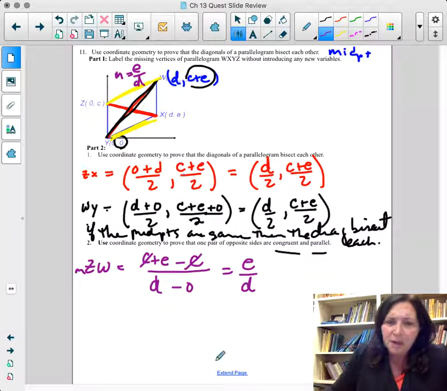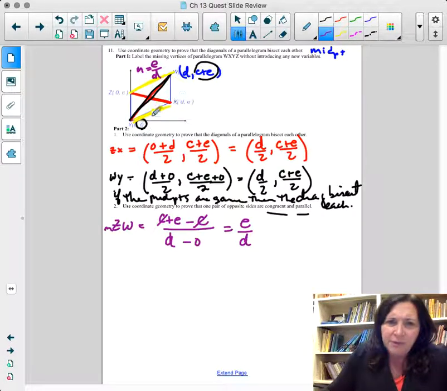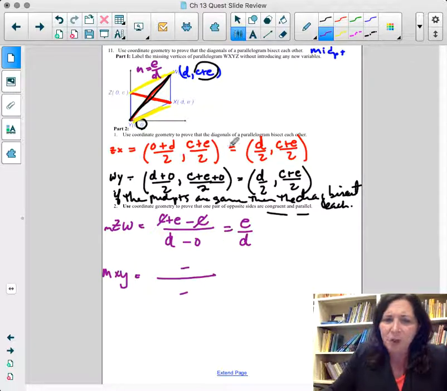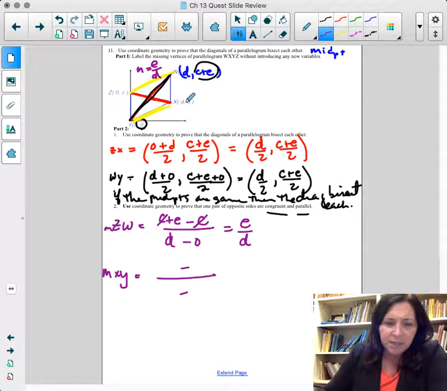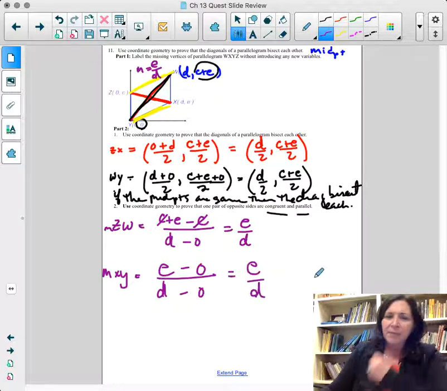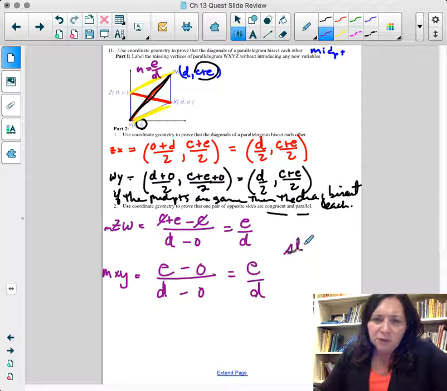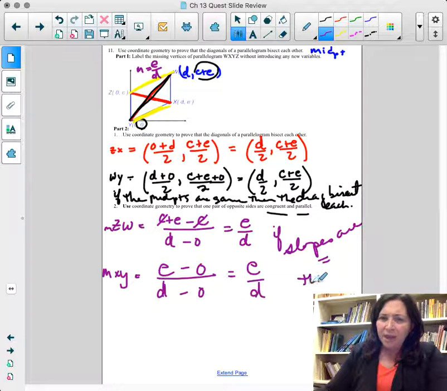Okay, that's the slope. So now I need to find the slope of these two points here, and it looks like that's XY. So the slope of XY, again, I'm going to subtract my Y's. So I'm going to go E minus 0 over D minus 0. So that's just E over D. So it looks like my slopes are equal. So if my slopes are equal, then the lines are parallel, okay?